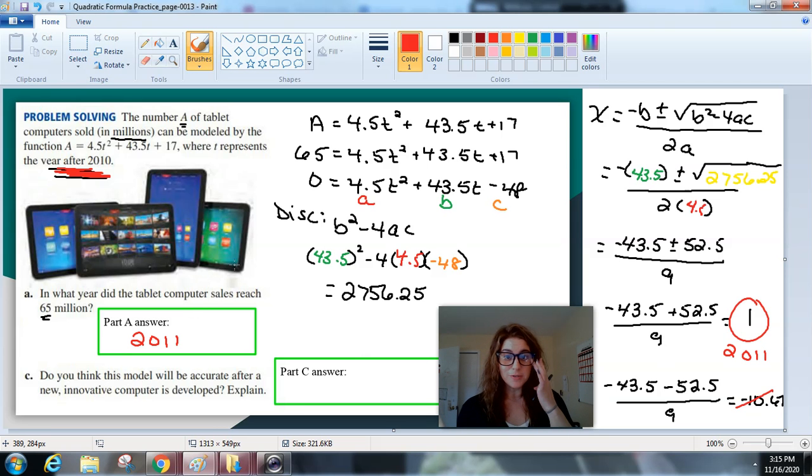And part C is an opinion question that says, do you think this model will be accurate after a new innovative computer is developed? I'm going to say no, because when new things are out, bright, shiny, new, everybody wants it. So now this tablet that had this function is no longer valid. It's going to change because its sales aren't going to be projected the same, because now this bright, new, shiny tablet, phone, computer is going to get more of your market. But again, part C is your question, your opinion, your reasoning behind it.